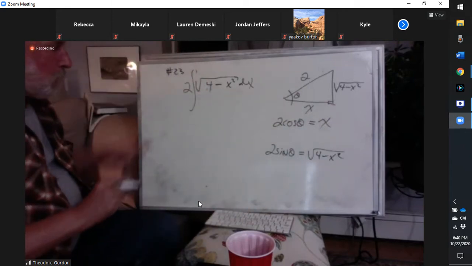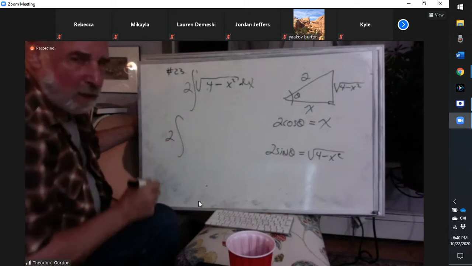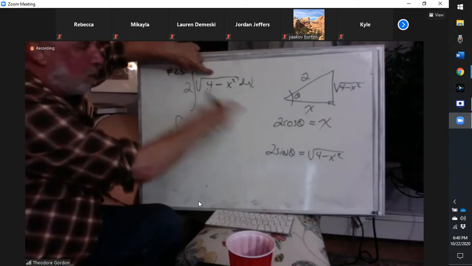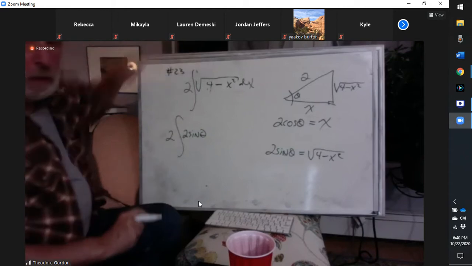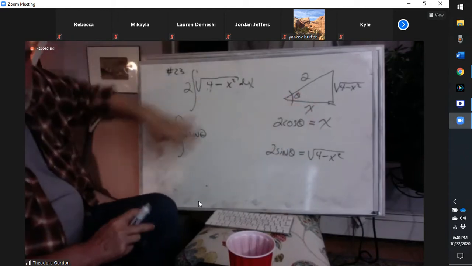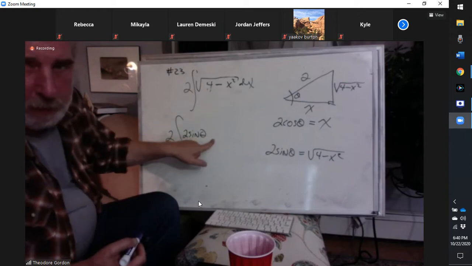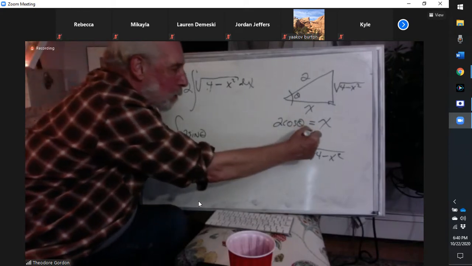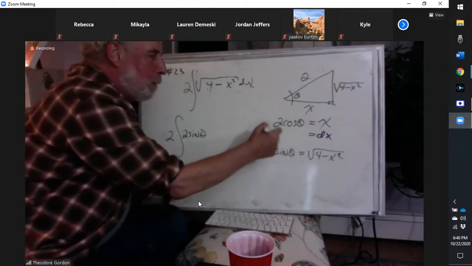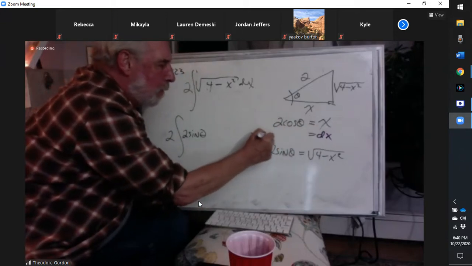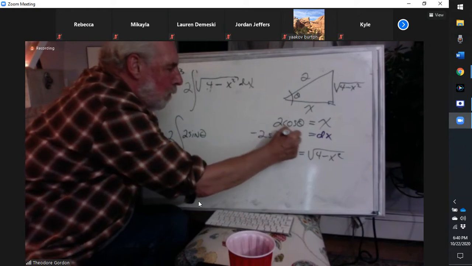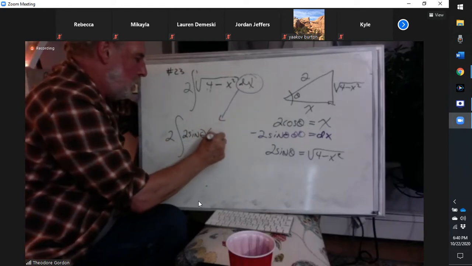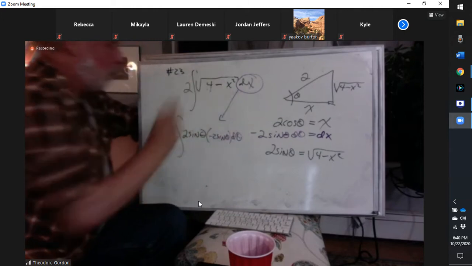There we go. So now this integral becomes, the 2 is a constant, it just sits there, and we have 2 sine theta. This is the trig part. This is the sub part. But we can't just put d theta down there. We have to calculate it, and that's why we need an expression that just has an x in it. So the derivative of x is the derivative of x, and over here the derivative is -2 sine theta d theta. And this comes down here. And now we're down to that.